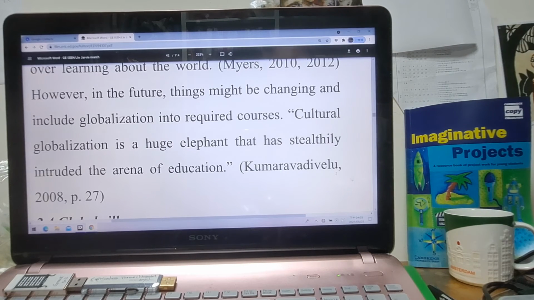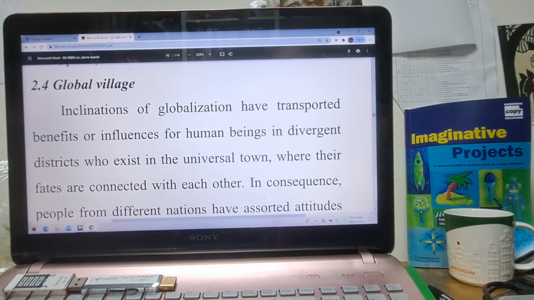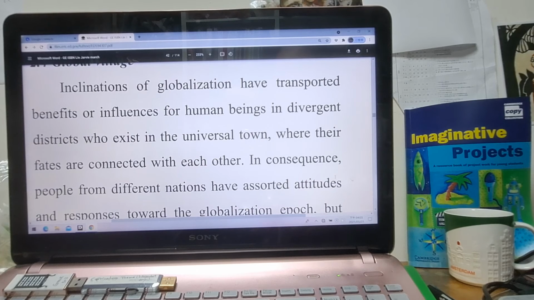Kumaravadivelu says that cultural globalization is a huge elephant that has easily intruded the arena of education. From the view of the small global village, the inclination of globalization has transported benefits or influences for human beings in divergent districts who exist in the universal town, where their faiths are connected with each other.